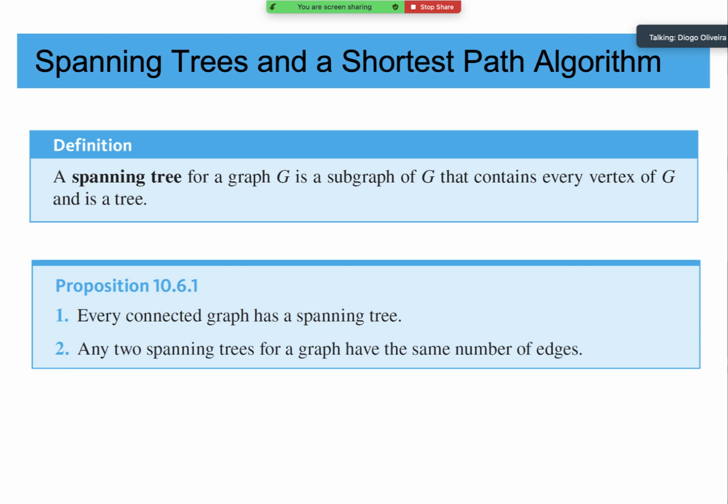So, proposition one: every connected graph has a spanning tree. It's not saying that every connected graph is a spanning tree; it has a spanning tree as one of its possible subgraphs. And two: any two spanning trees for a graph have the same number of edges. Okay, and we'll understand why.